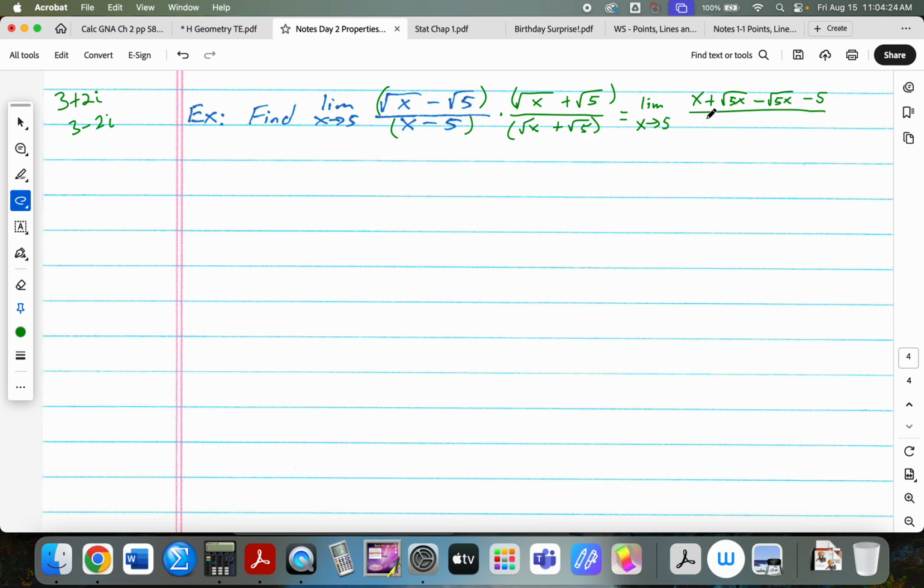Over, I'm not going to distribute the denominator. And you're like, why not? Well, this is one of those hang on and you'll see in just a second. So now simplifying the numerator, I get x minus 5 over x minus 5 times the square root of x plus the square root of 5.